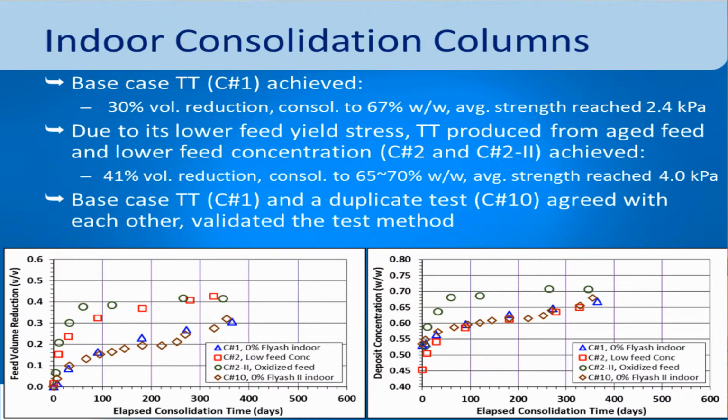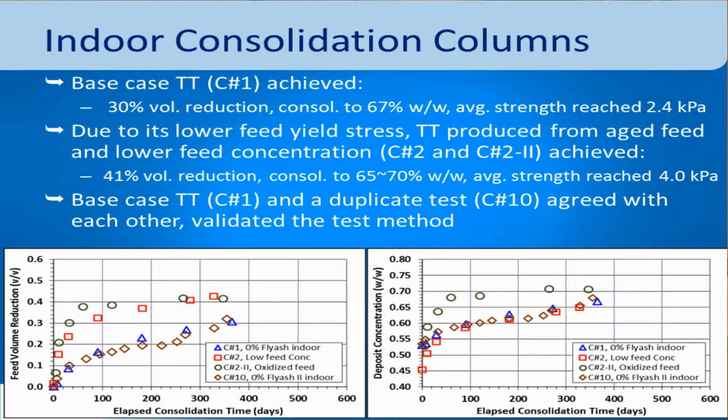We apply this analysis to each and every one of the columns, and we have the following discussions. For the indoor consolidation columns, the base case is about 52% total solids concentration, with a fines ratio of 0.8. Under the indoor undrained, no evaporation conditions, it reached a 30% volume reduction and consolidated to 67%, and the average strength reached 2.4 kPa.